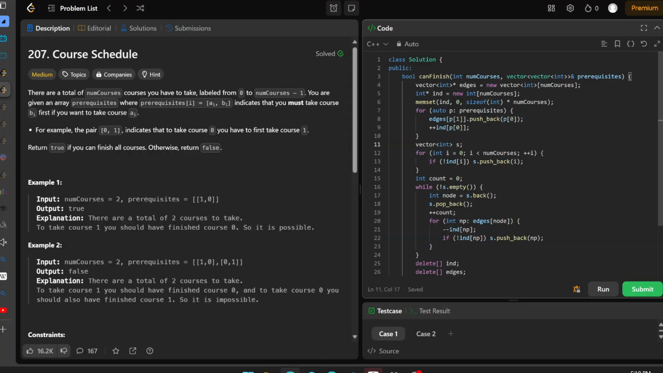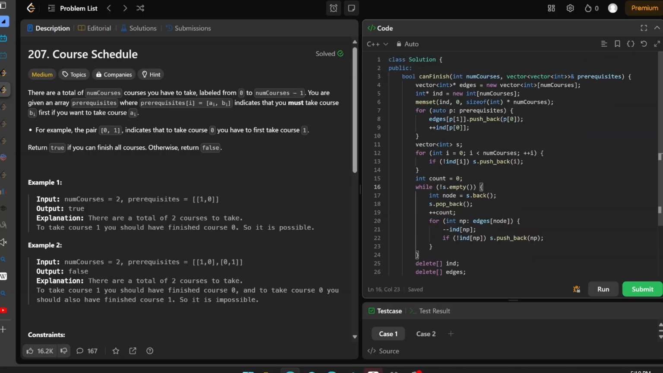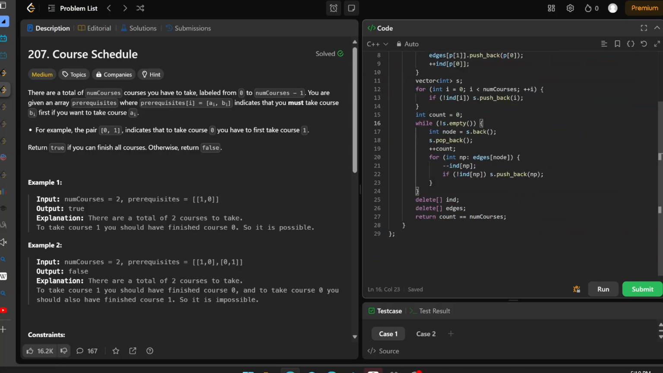And the code is pretty straightforward. Just use a stack to store all the vertices that can be handled at the moment and add more during the process. Check the number of vertices we handled and compare it to the number of courses. If they are equal, then the answer is yes, otherwise the answer is no.